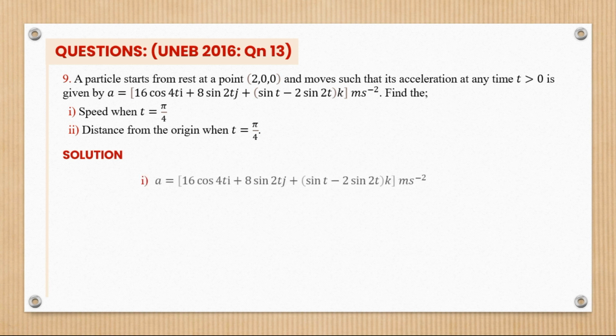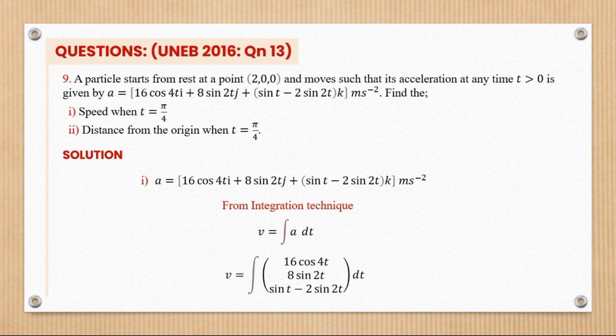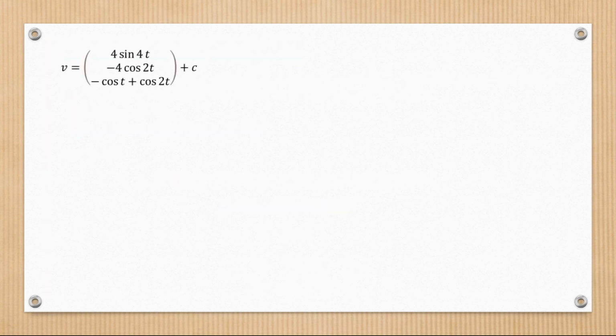Alright, so for part 1, we've been given the acceleration. So that means we can first find the velocity, and we know from integration technique we can find the velocity v, which is the integral of acceleration. So now plug in the values of acceleration there, and this is what we have. So when you integrate those values inside, I'll have 4 sin 4t, negative 4 cos 2t, and negative cos t plus cos 2t plus c.